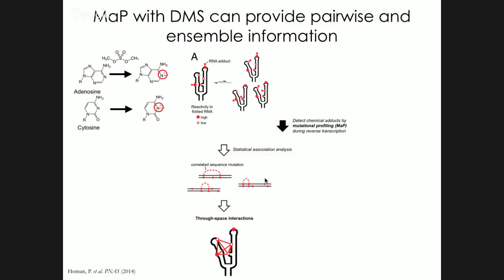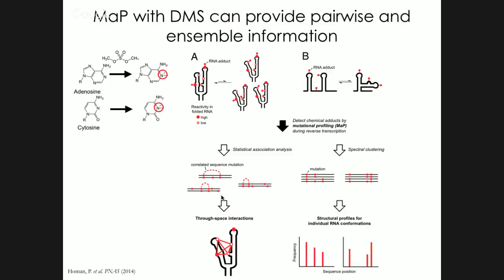The authors use their data in a couple of different ways. First, they tried to infer what they call through-space interactions by calculating correlations between mutations that co-occur in their sequencing reads. And then they also did another analysis where they clustered groups of sequencing reads with similar patterns of mutations together to essentially pull out 1D mapping profiles for individual conformations.